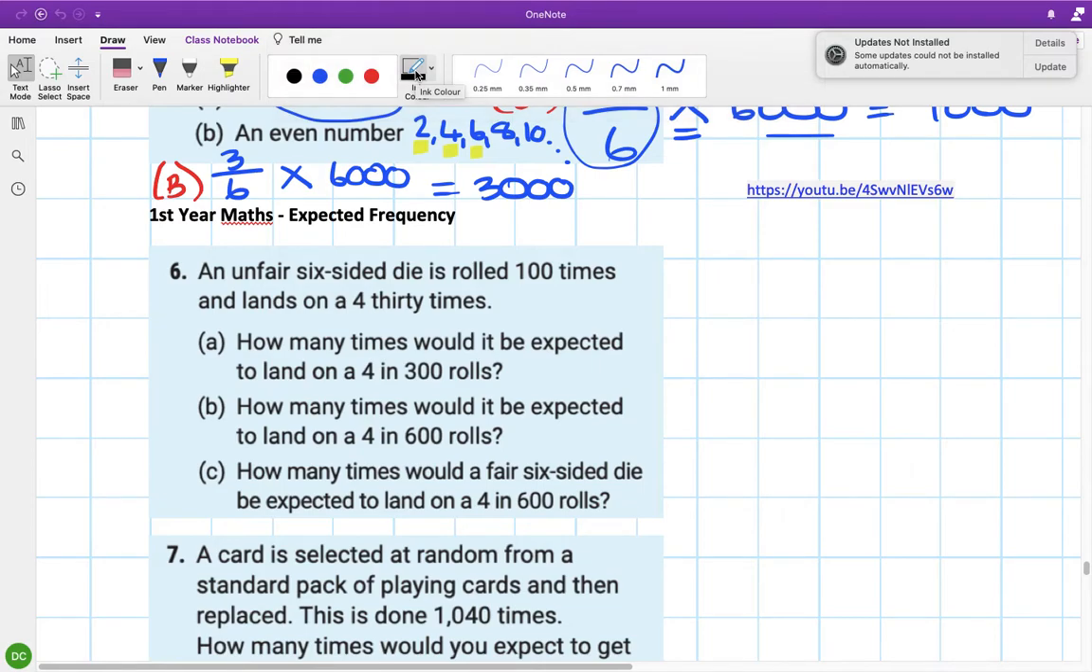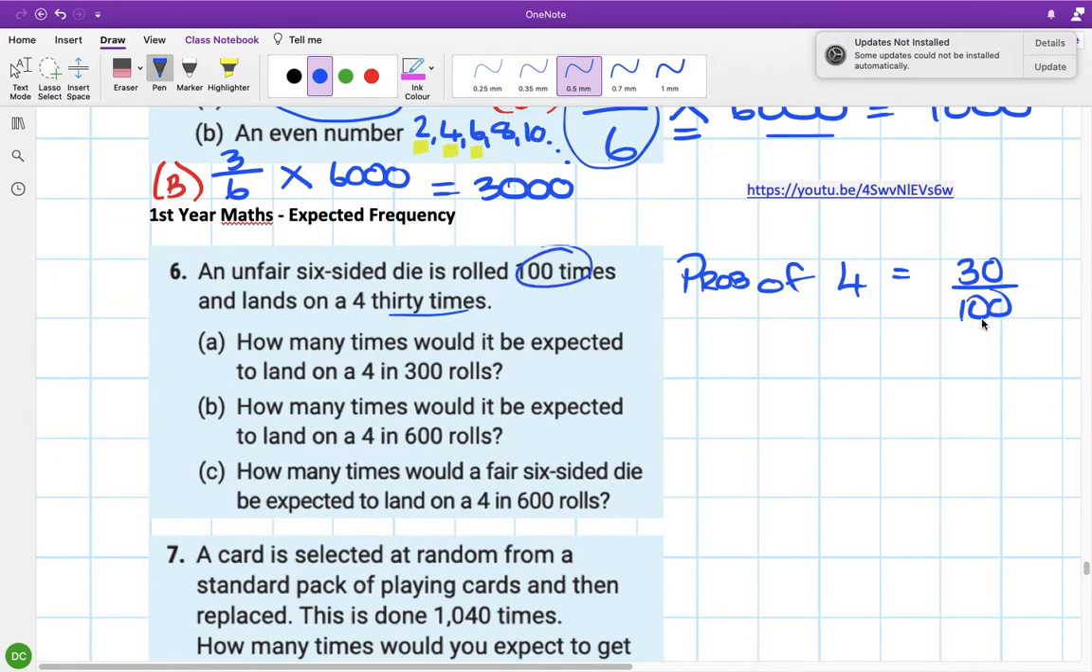Right, the first one. An unfair six-sided die is rolled 100 times and lands on a 4 30 times. How many times would it be expected to land on a 4 in 300 rolls? Okay. So, the probability of getting a 4 is 30 out of 100. It says it lands on a 4 30 times out of 100 rolls, so 30 out of 100. You can simplify that if you want.